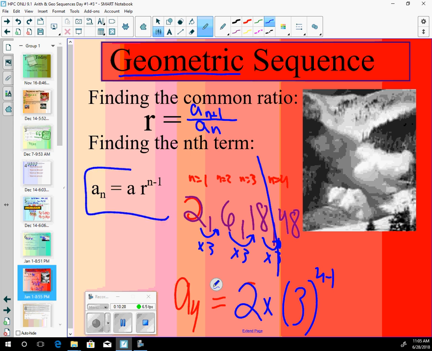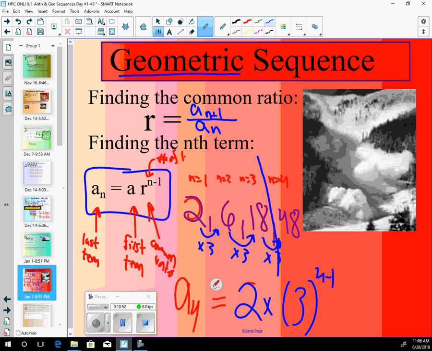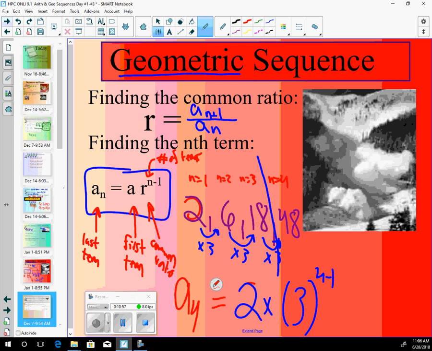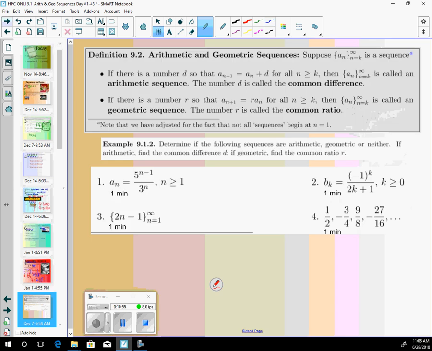So this formula is very connected to the last one that we saw. This is the last term that we're looking for, or the nth term. This is the first term. This is the common ratio. And of course, this is your number of terms that you're looking at. So we're starting to get a bunch of equations here, but you can figure this out. We do the same thing.